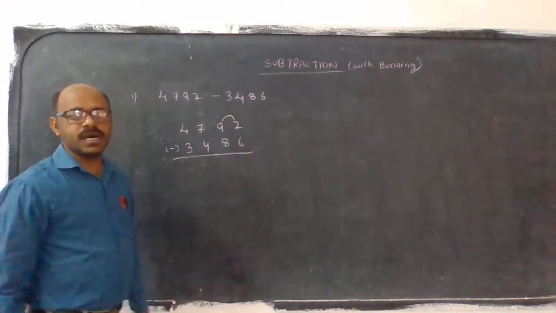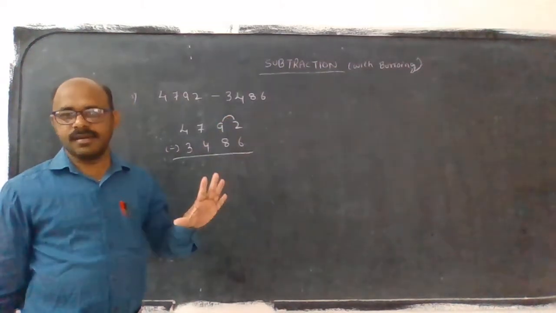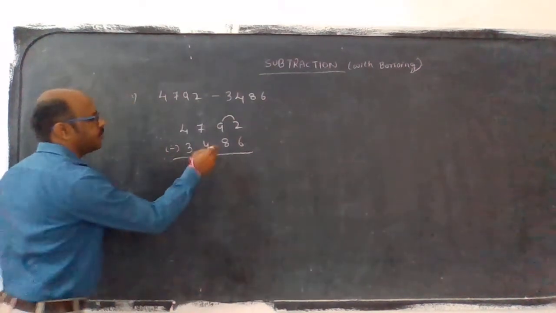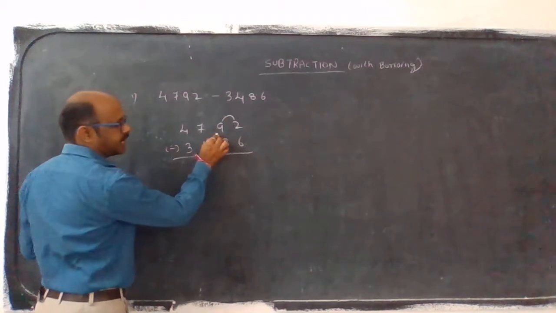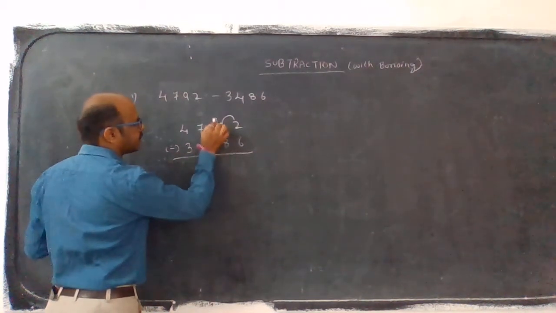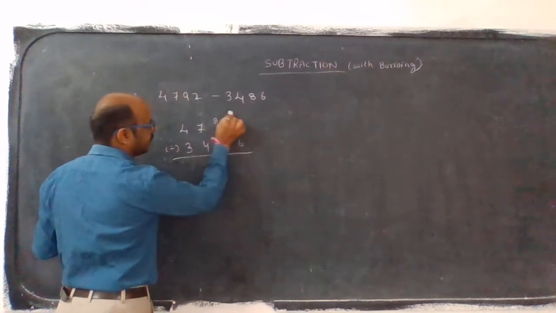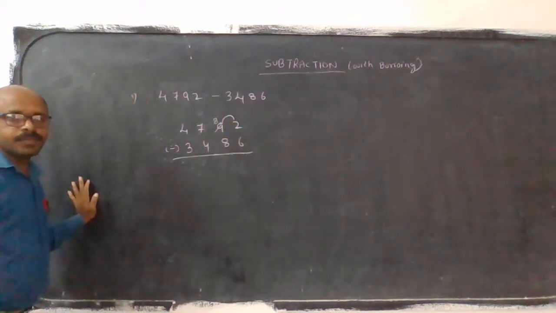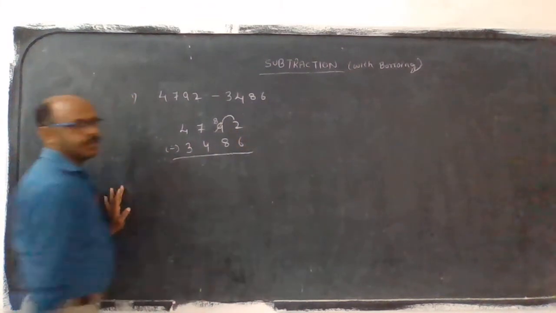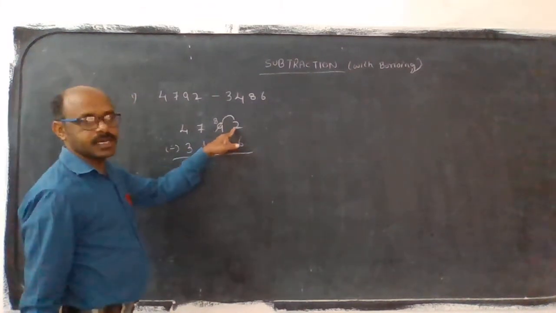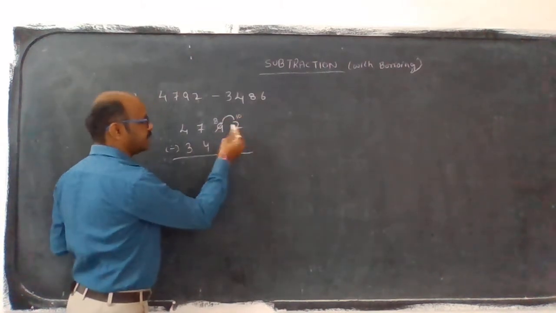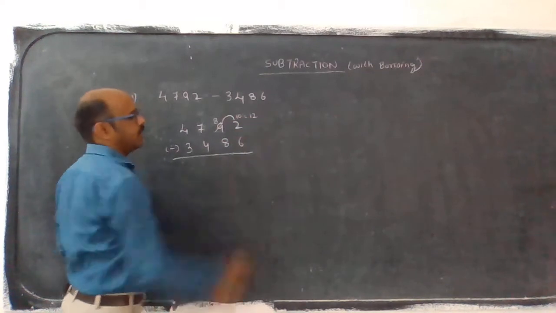See, a borrow always carries 10. Okay, a borrow is always 10. The before number is 9, and 9 will be converted to 8. It means 9 is helping by giving 10 to 2, because 9 is in the tens place. If we remove one, it becomes 10 here. Okay, now see, 10 plus the 2 already there, total it will be 12.